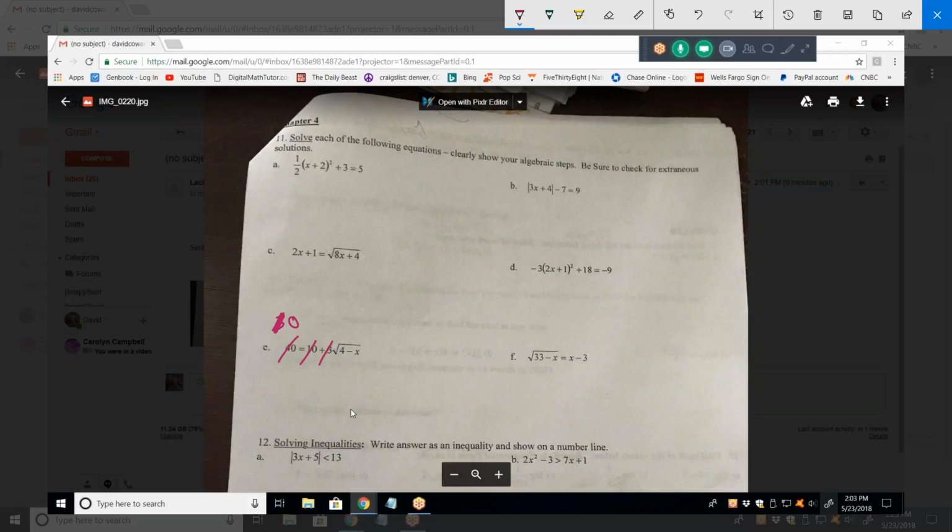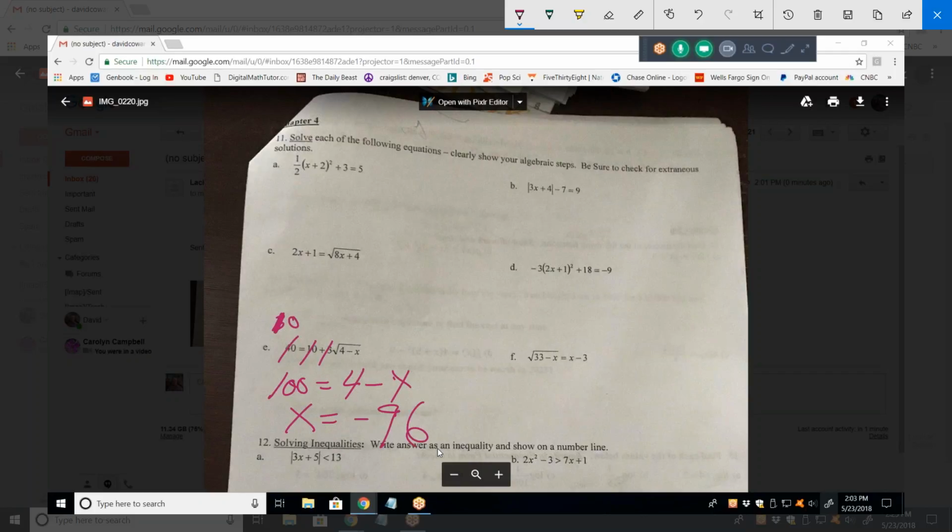So square both sides. Okay. So what's the next line? And you get 100 is equal to 4 minus x. So what's x equal to? Minus 96.